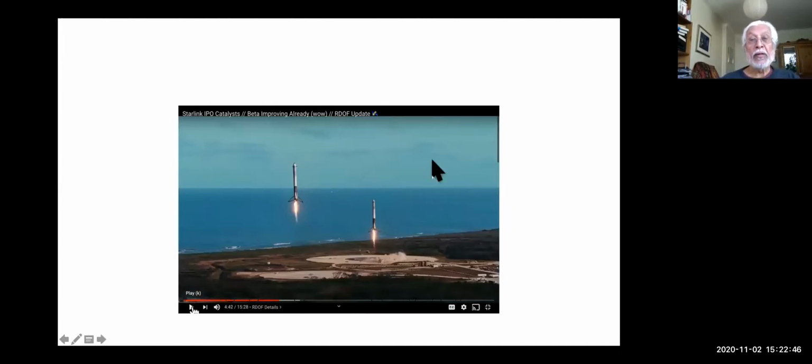Now, I'm always fascinated by this picture, because these are the booster rockets that are coming back after putting the satellite launcher in orbit, and so they'll come back and get reused. They come back and sit on these pads to be reused. That's why the cost of launching is so low.